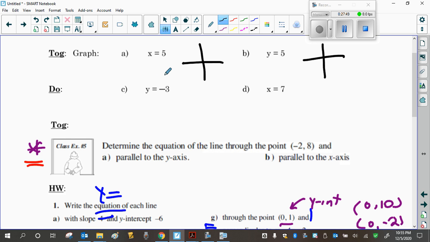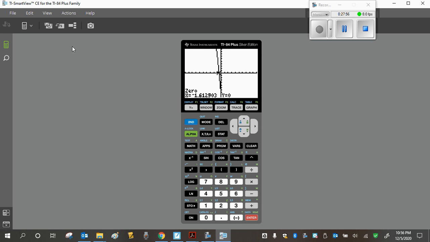Okay, so hopefully you remember it. If you don't, you can graph y equals 5 on your calculator. Just press y equals and then put 5. Graph. I'm going to press zoom 6 because I changed my window, so zoom 6. And you can see y equals 5 is a horizontal line.